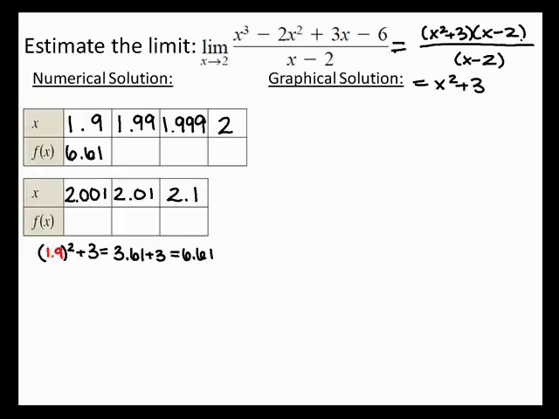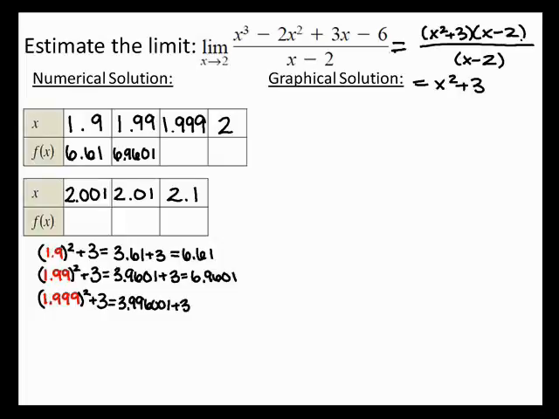Substitute 1 and 99/100ths into x squared plus 3. Simplify 1 and 99/100ths squared. Simplify 3 and 9,601/10,000ths plus 3. You find that f of x is 6 and 9,601/10,000ths. Substitute 1 and 999 thousandths into x squared plus 3. Simplify 1 and 999 thousandths squared. Simplify 3 and 996,001 millionths plus 3. You find that f of x is 6 and 996,001 millionths.